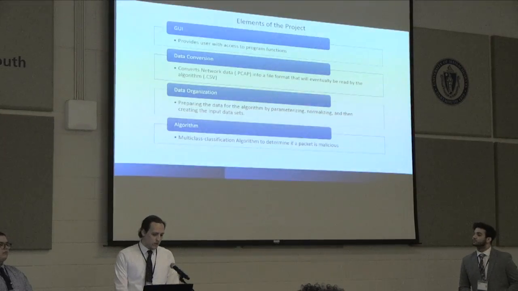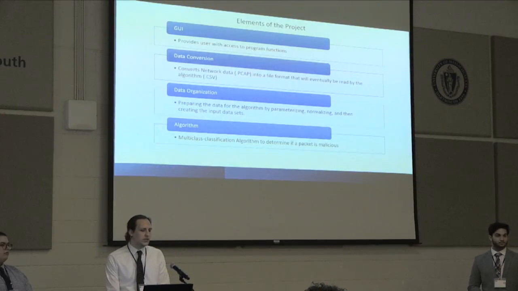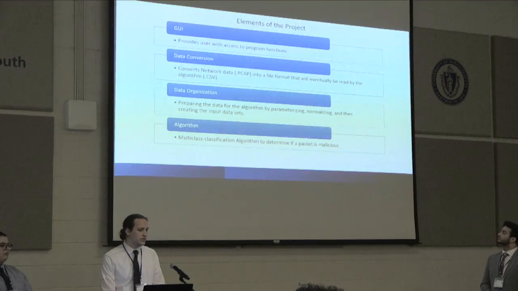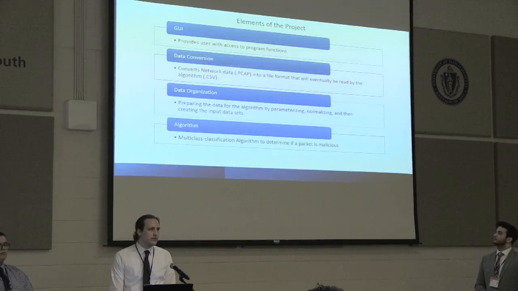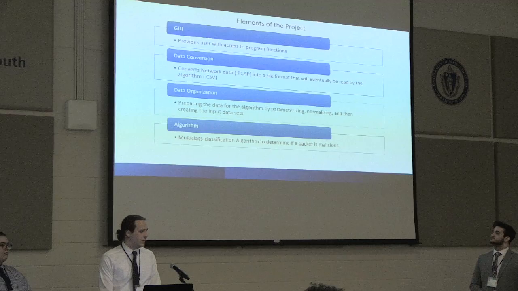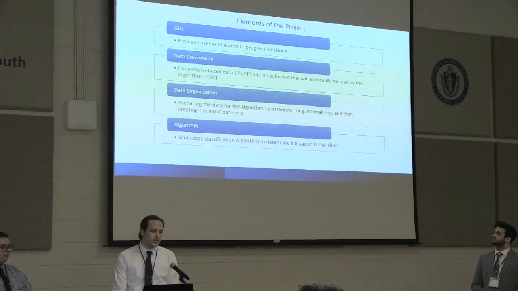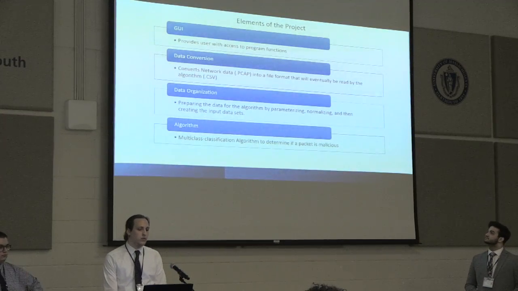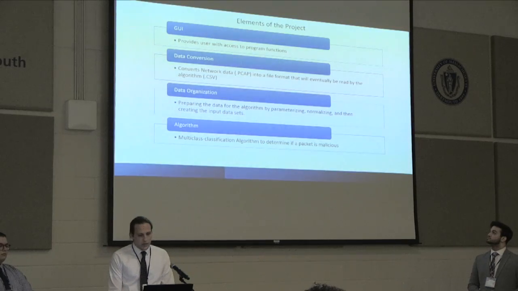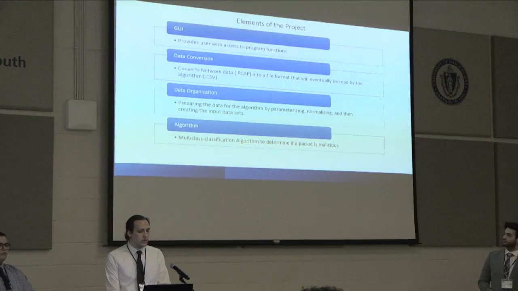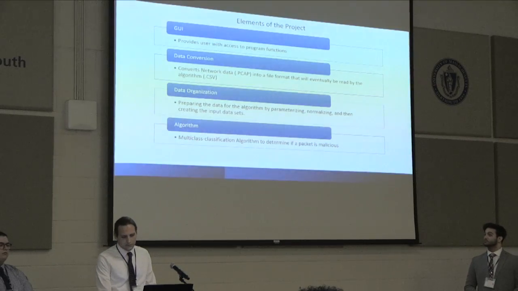So with these requirements in mind, I'd like to discuss the elements of this project. Our project is split up into four main parts: the GUI, data conversion, data organization, and the algorithm. The GUI, as I said previously, provides user access to the program's functions and allows them to modify different parameters. The data conversion converts network data from a PCAP file into a readable file for our algorithm, which is a CSV. The data is organized by being parameterized, normalized, and created input sets. These input sets are sent to the algorithm to determine if the packet is malicious or not.